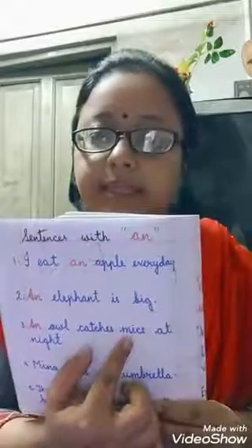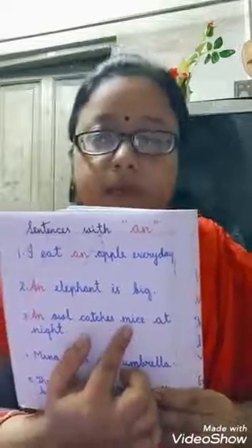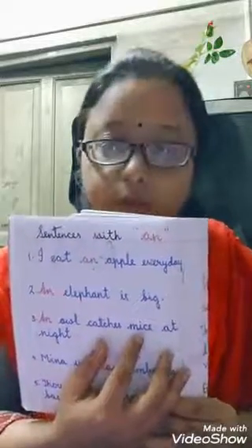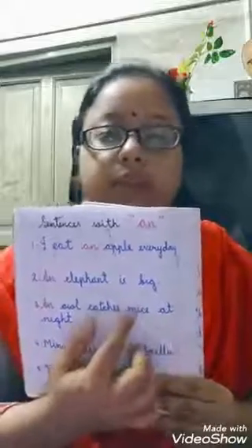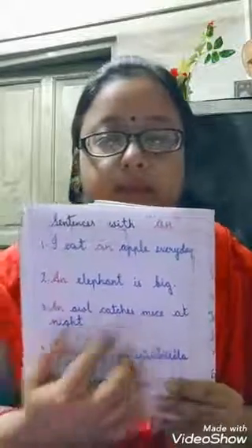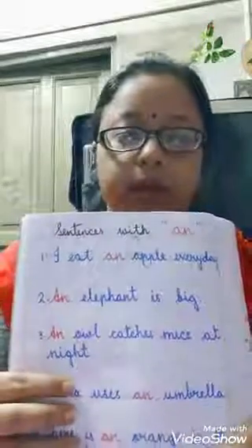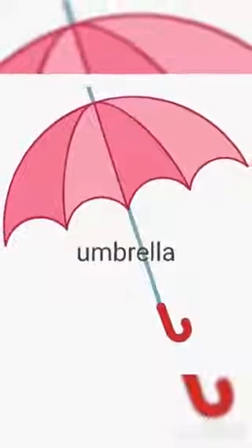In the picture we have seen there is only one mouse, but in this sentence I have written mice. That means there are many of them. When there is one, we say mouse, and when there are many, we say mice. Clear? So, the next picture. There is an umbrella in the picture. So how to use it?